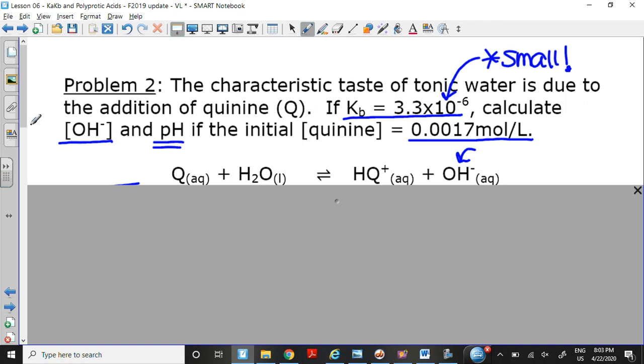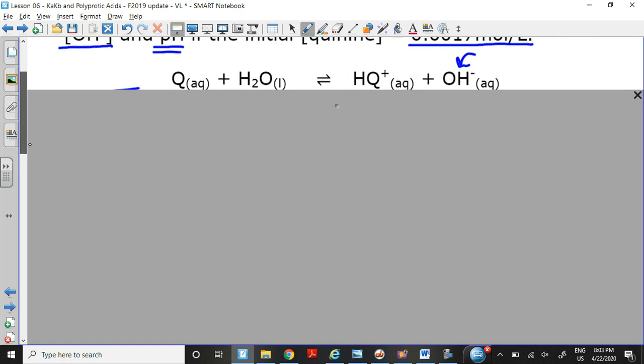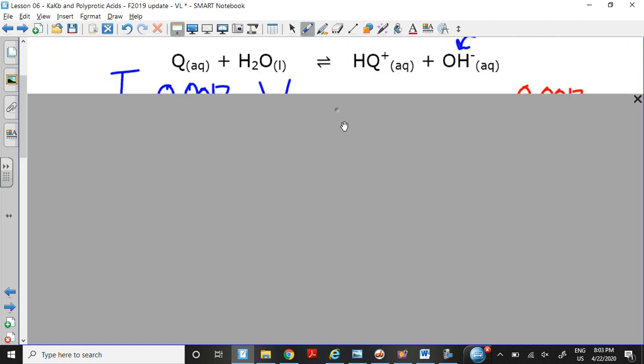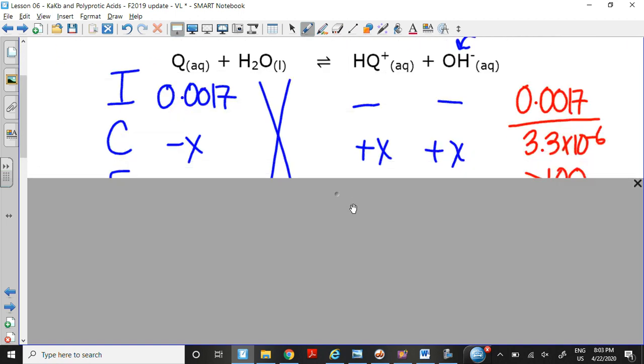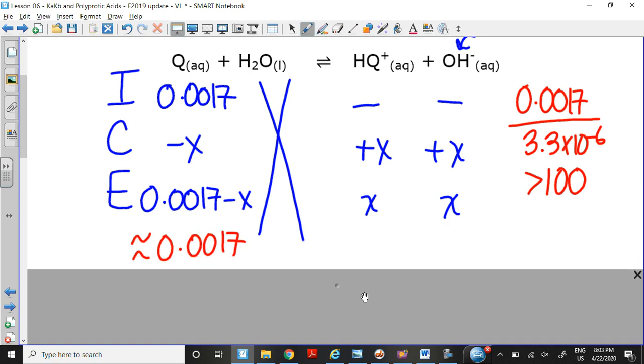Okay, let's take a look at that ICE table. When we take a look at the ICE table, we have our starting concentration of base. It's going to lose 1x for 1 mole. So we get 0.0017 minus x at equilibrium.